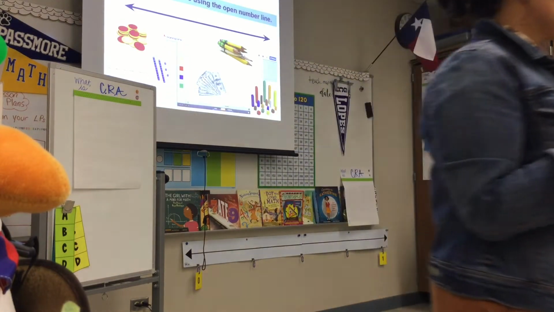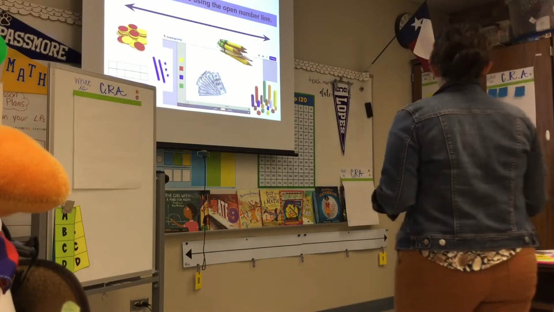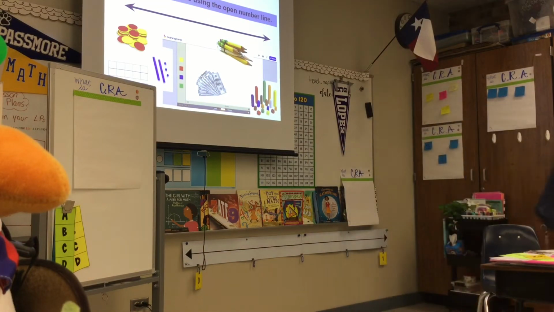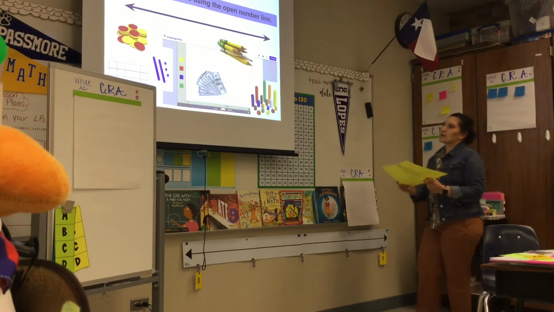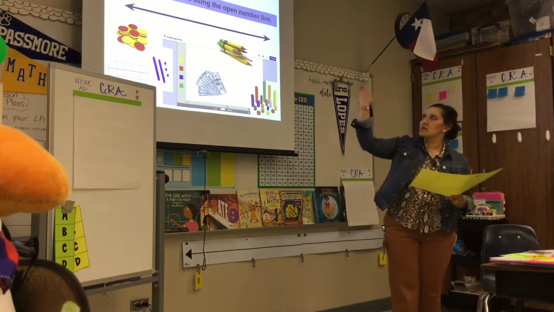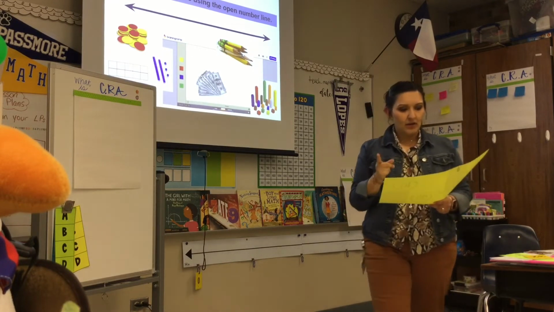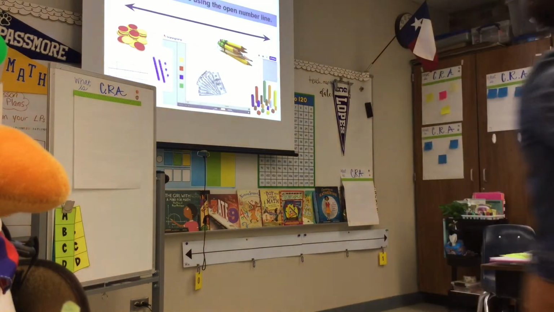Something that you could do is have several different people with several different models, right? So you pose to the students, order these numbers using the open number line, right? However, look at the way we're getting to it.